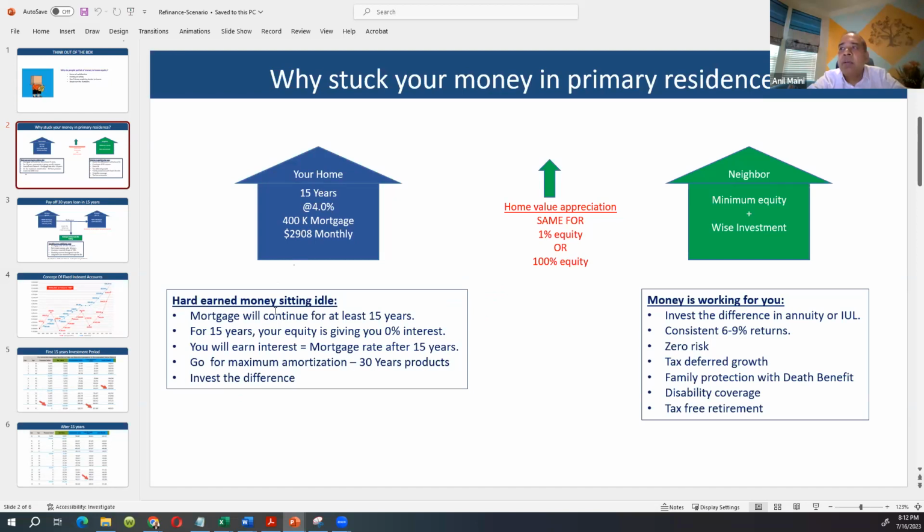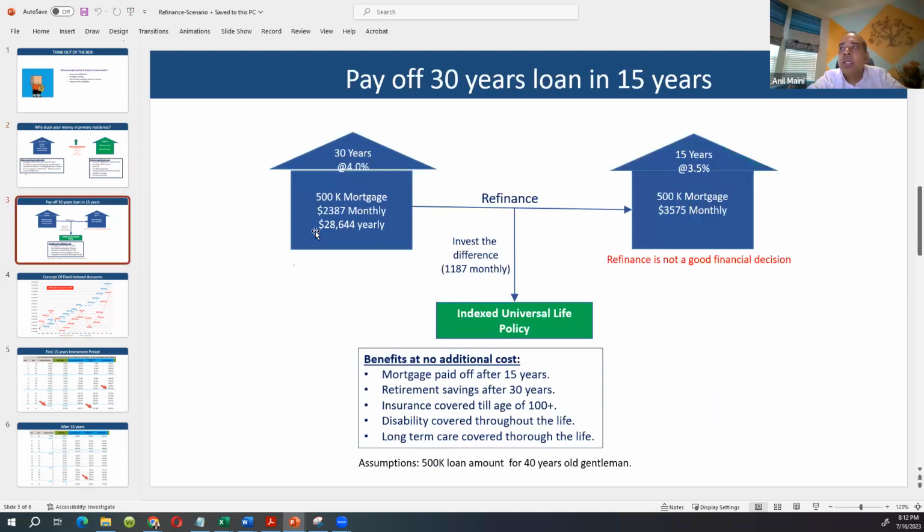Okay, so if they want to pay off their home in 15 years, on an average, I have taken an example here of a 500K mortgage. If they go for 30 years, their monthly will be 2387. If they go for 15 years, their monthly will be 3575, but we took the earlier rate of 3.5.